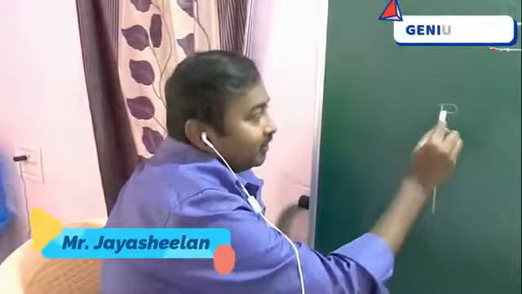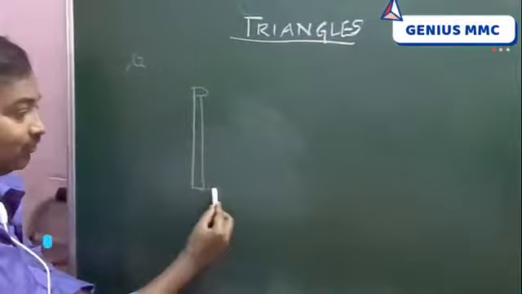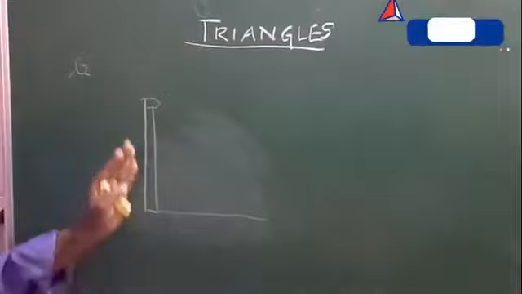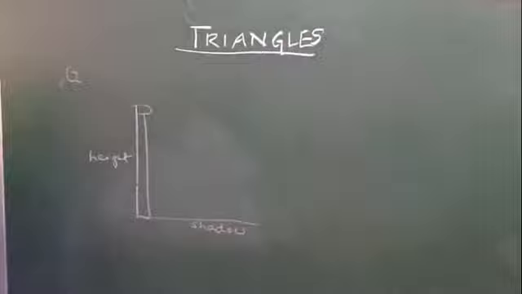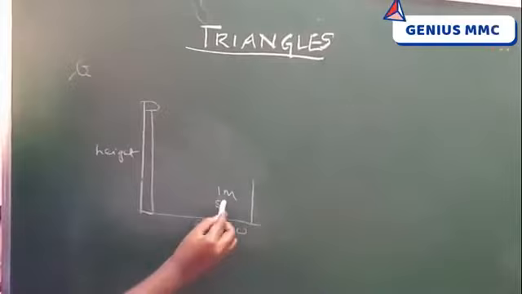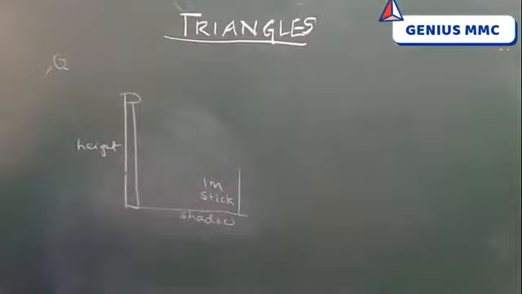At a certain time of the day, the shadow is falling. So this is the height of the pillar. I will give you a 1 meter stick. With the help of the stick, we have to measure the shadow and find the height of the pillar. How? Is it possible?